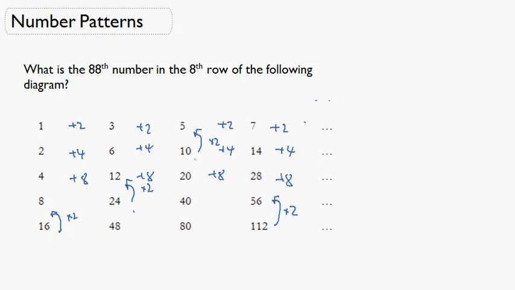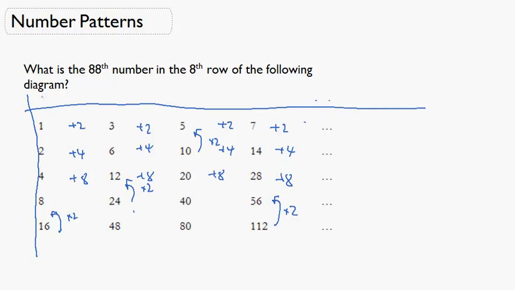Alright, so now we kind of have an understanding of how the pattern goes. So let's turn our attention back to the original question, which is, what is the 88th number in the 8th row of the following diagram? Alright, so I am going to make this into a table just to organize it a little bit better. So we want to find the 88th number. So that's 1, 2, 3, 4, dot, dot, dot. 88 is all the way over here. And in the 8th row, so this is the first row, second row, third row, fourth row, fifth row. The 8th row is all the way down here.